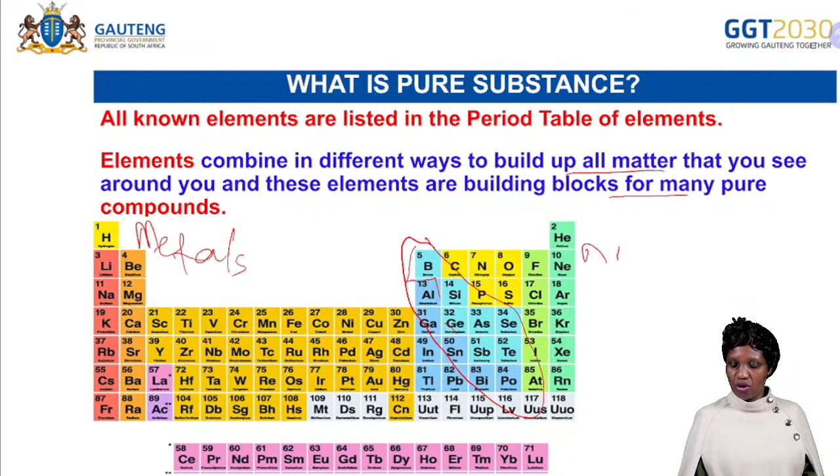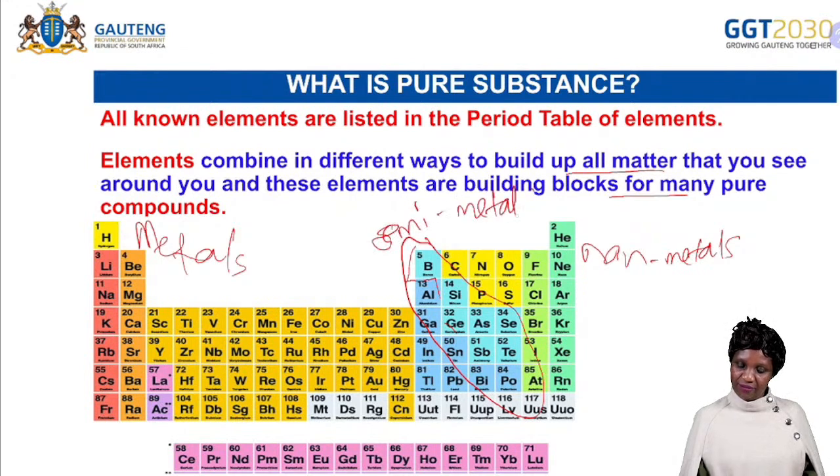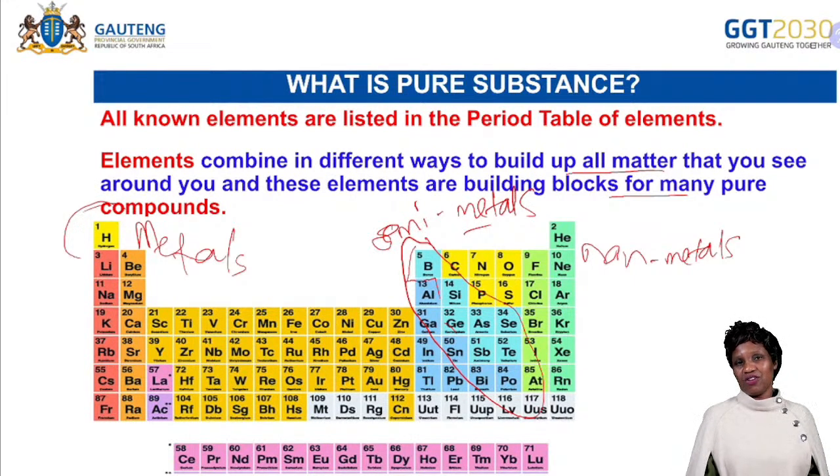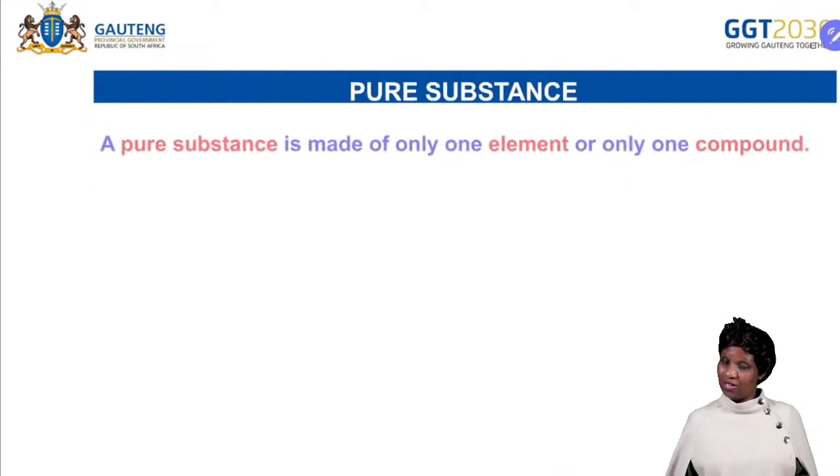And then we've got non-metals. And then we've got the semi-metals. Is that clear? Good. All right. Except for hydrogen, of course. And then let's move on, grade 8.